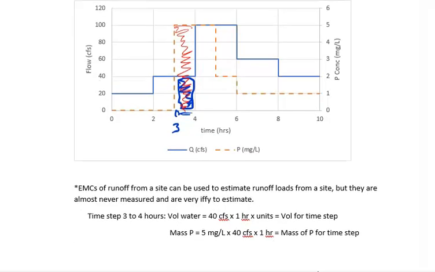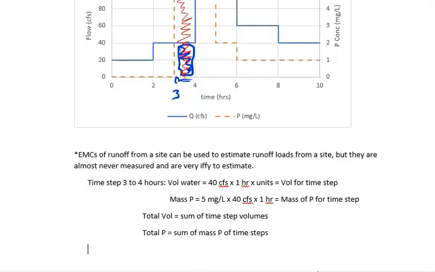And then the total volume equals the sum of the time step volumes in that column. And the total phosphorus equals the sum of the phosphorus mass. And so finally, the event mean concentration would equal the total phosphorus divided by the total volume. Do you follow all that?